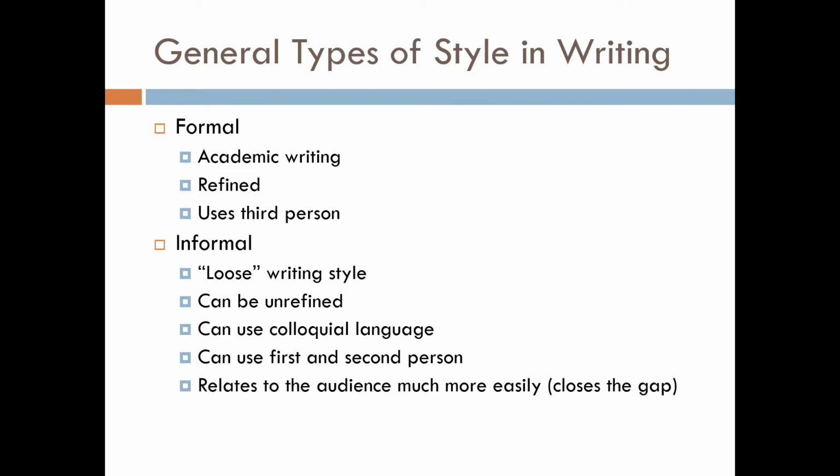If I'm writing in a formal style, I'm writing more academically. I'm writing using multisyllabic words. I'm using difficult concepts, those types of things. My writing is going to be much more refined, and I'm usually going to write in third person. And you know that that's kind of how we concentrate in this class. We're looking more at the academic writing style. Now, that's not to say that we never write informally, but generally, we're writing in a more formal style.